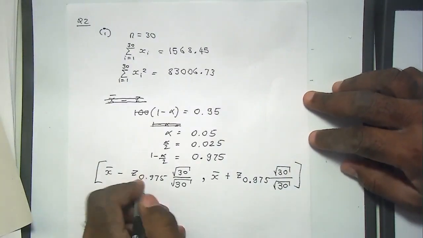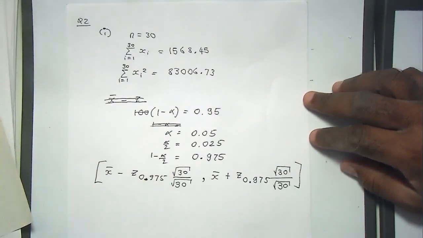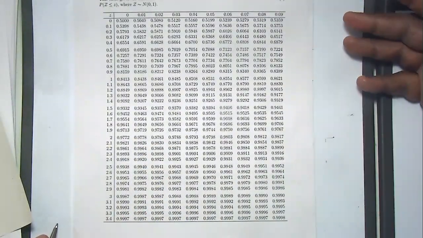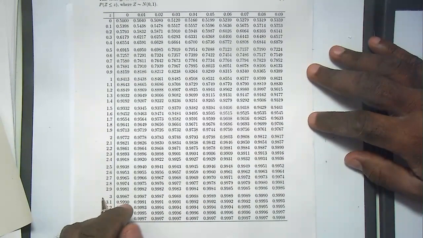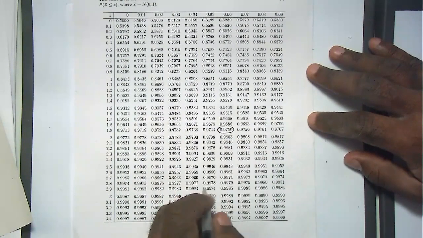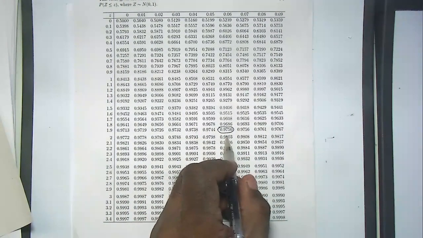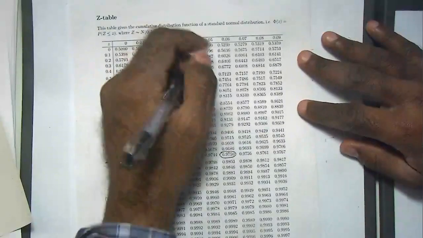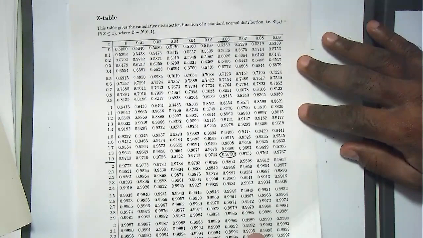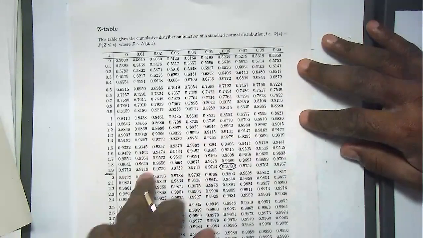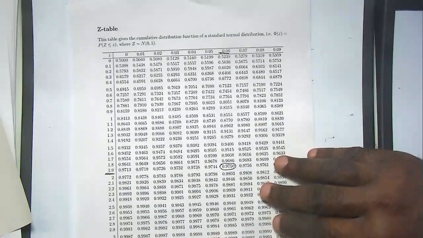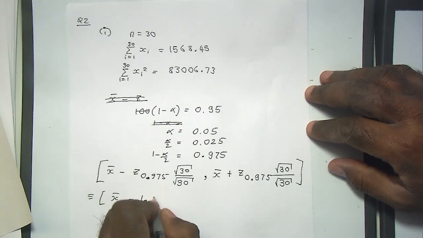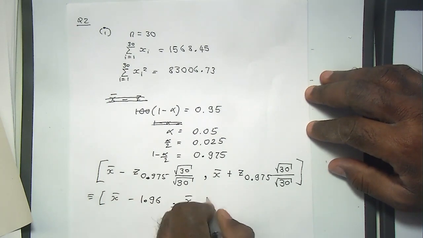To read 0.975, what you need to look for is, can you see 0.975 inside the table somewhere? Where is it? 0.975. Here you are. Can you see it? This corresponds to 1.9 and 0.06. So the value of this is 1.96. Right? So what you have is this. This is equal to x bar minus 1.96 comma x bar plus 1.96.